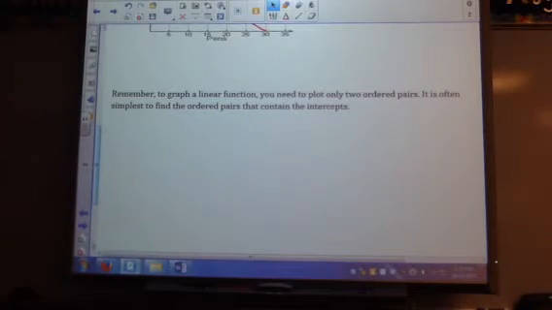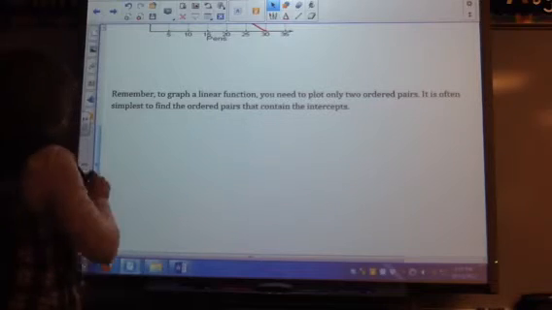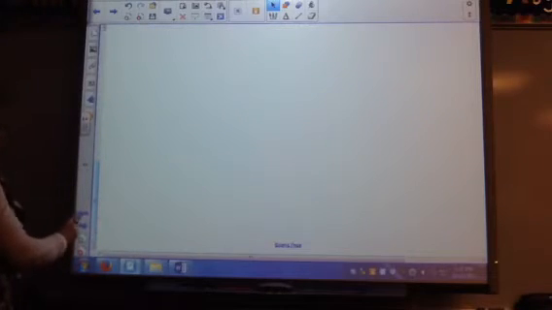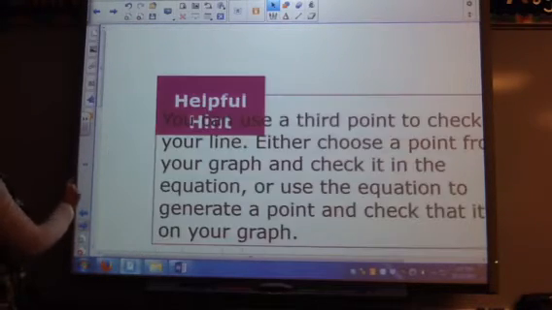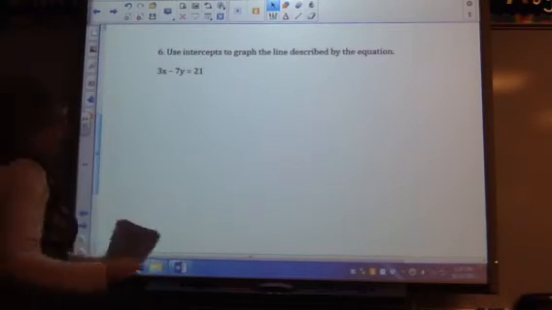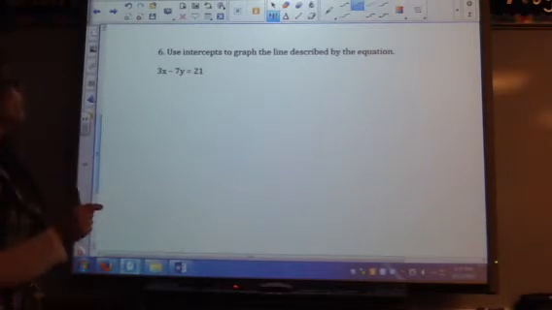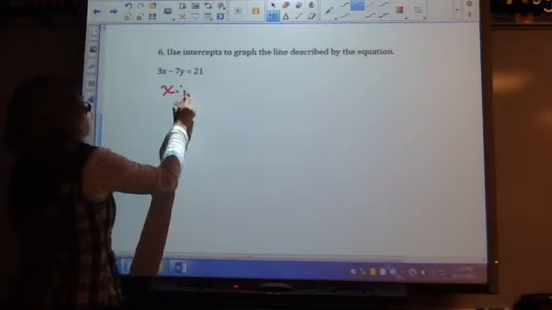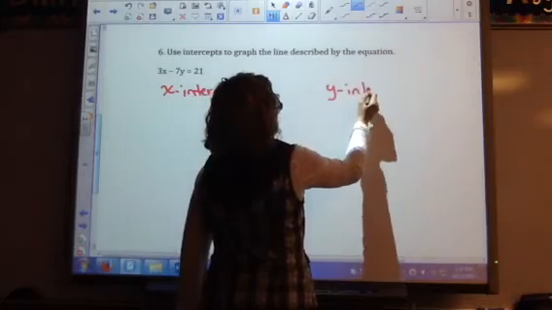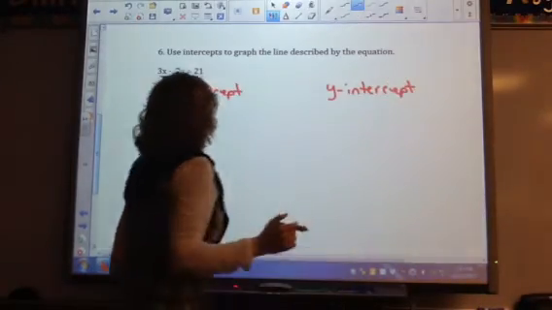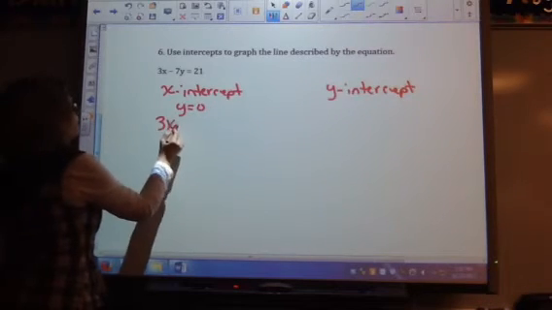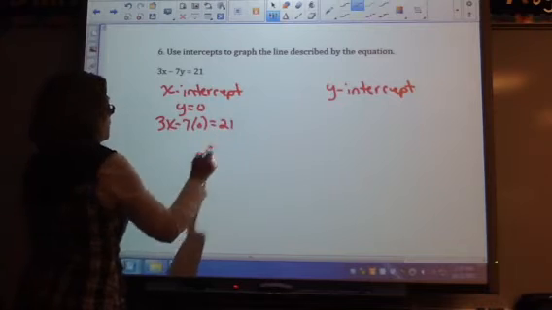Remember, to graph a linear function, you need to plot only two ordered pairs. It is often simplest to find the ordered pairs that contain the intercepts. So that's what we're going to do next. Okay, so we're going to graph this, but in order to graph it, we need to find the x and y intercept. So to find the x-intercept, you're going to substitute 0 in for y. And then you're going to simplify this equation.